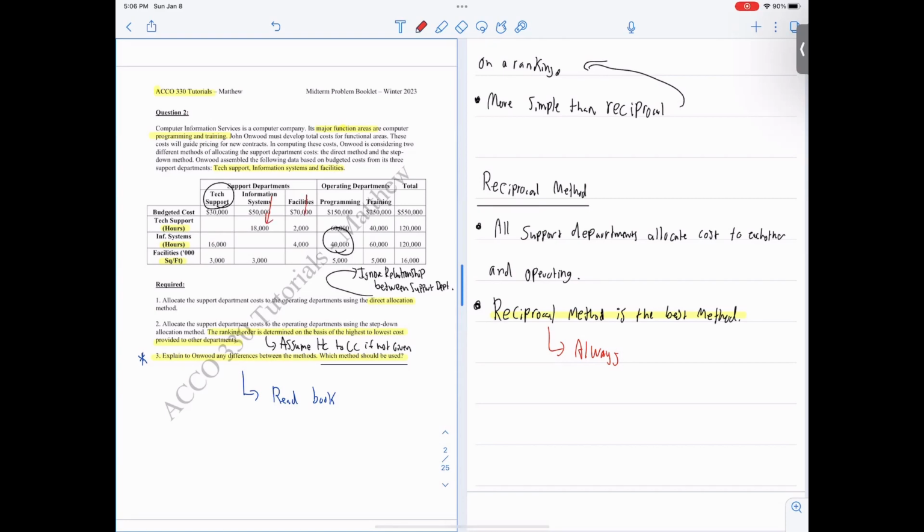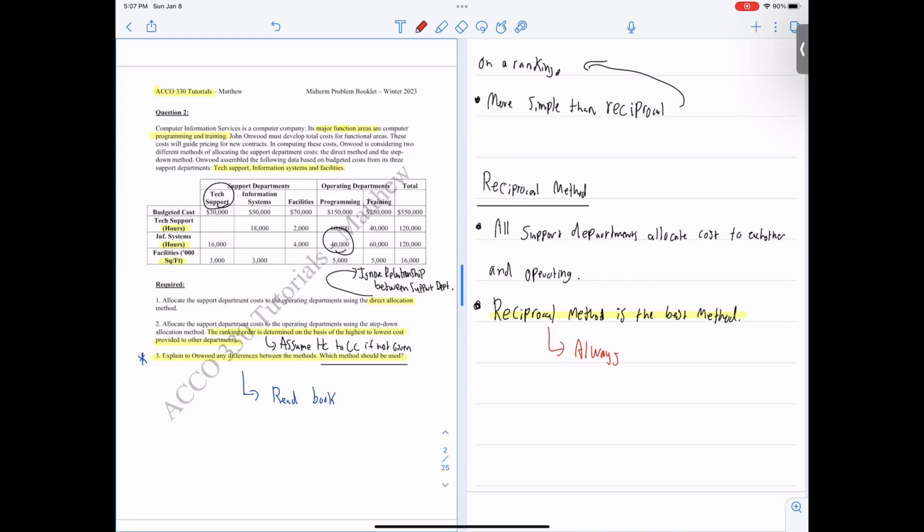Right? We see this very clearly here. Well, since we did the step down, we ignored this, right? Is that fair? Not really, because they use their services. They should be billed some portion of it, right? We should have some cost allocated to tech support because they use the service, right? So, guys, reciprocal is the most fair because everyone should take the burden of the cost that they use, right? So if you use a service, guys, you should be responsible for some sort of payment, right?